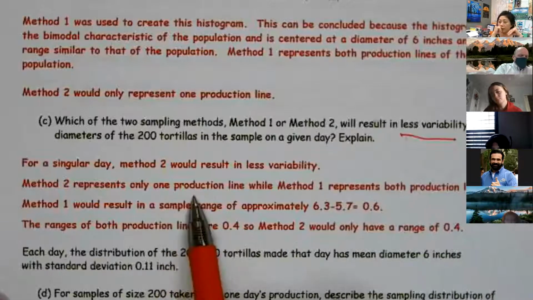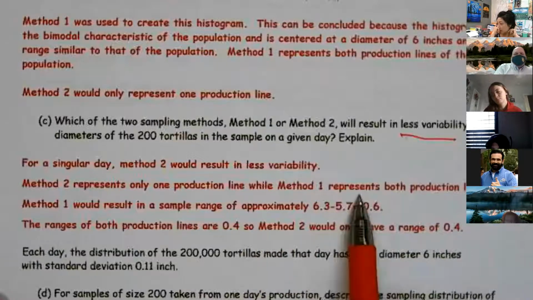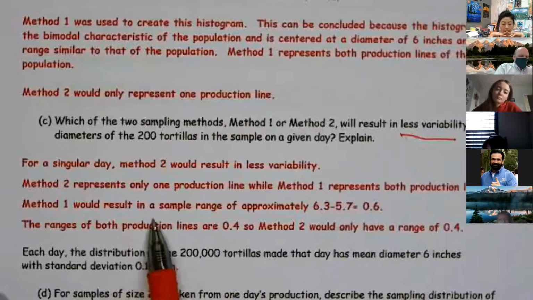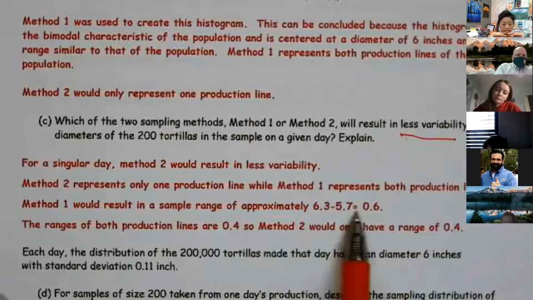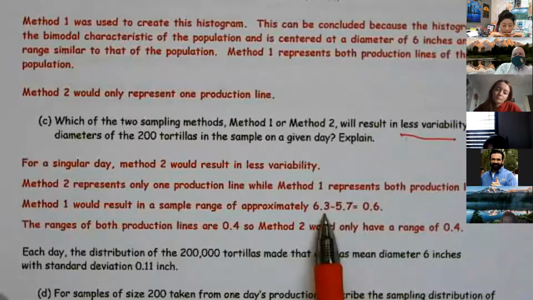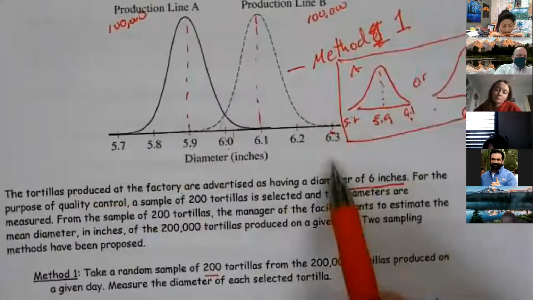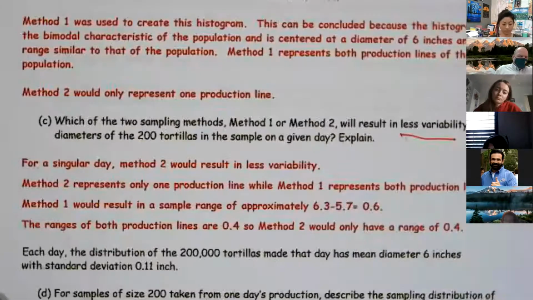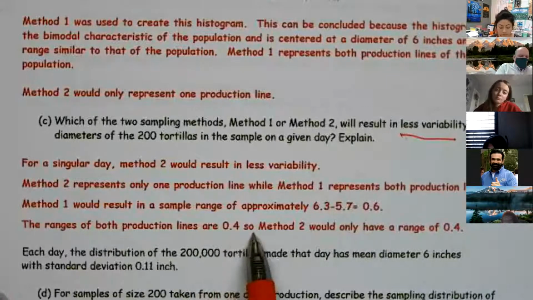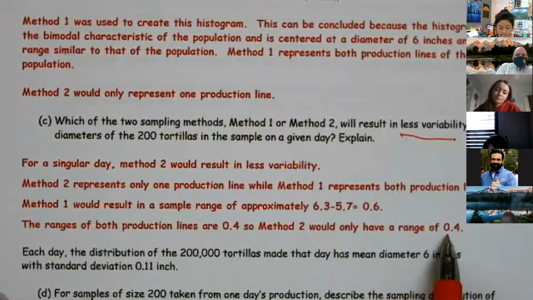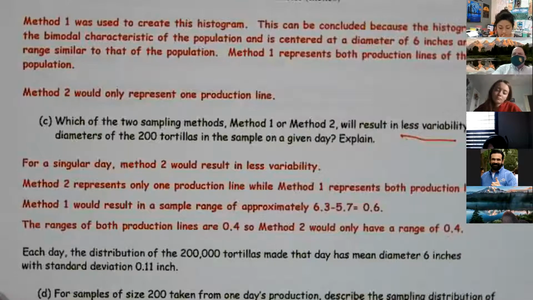Method 2 represents only one production line, while method 1 represents both production lines. Method 1 will result in a sample range of approximately 0.6, and I showed how I got that, 6.3 minus the 5.7. And the ranges of both production lines are 0.4, so method 2 would only have a range of 0.4. I'm going to pause this for a moment. I should have paused it earlier. I'm going to pause this so that y'all can have an opportunity to copy some stuff down.